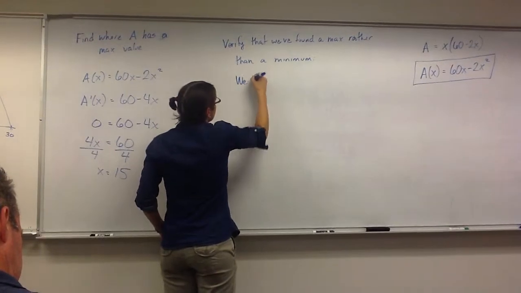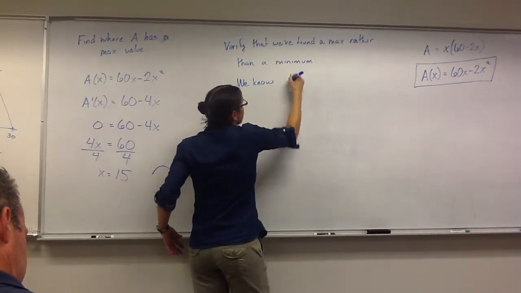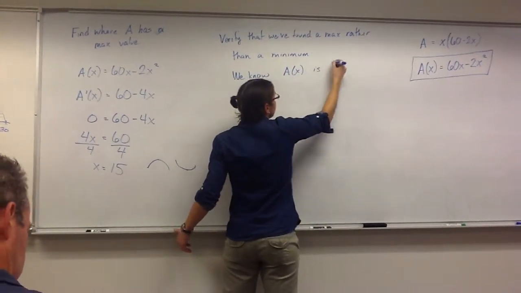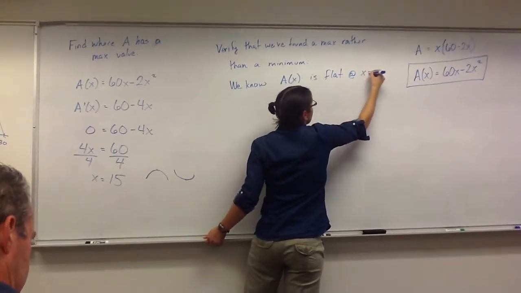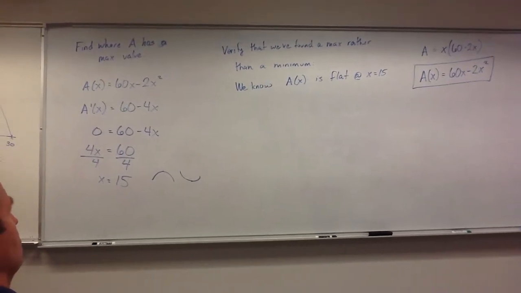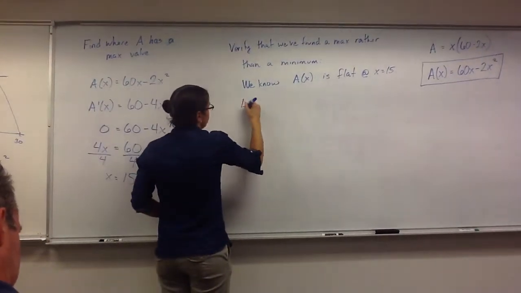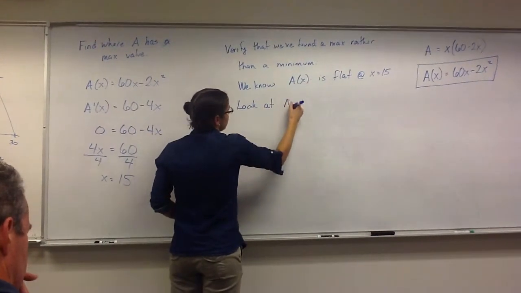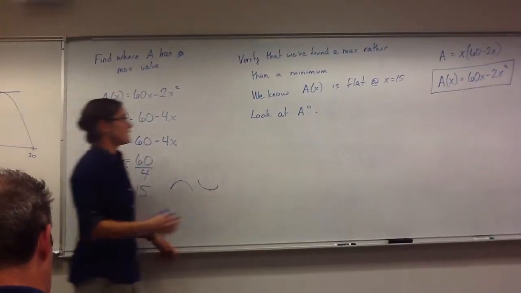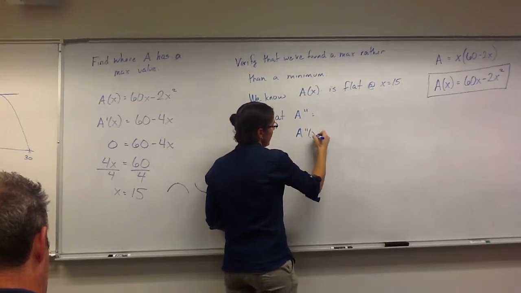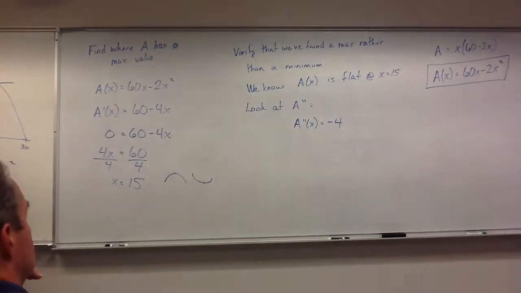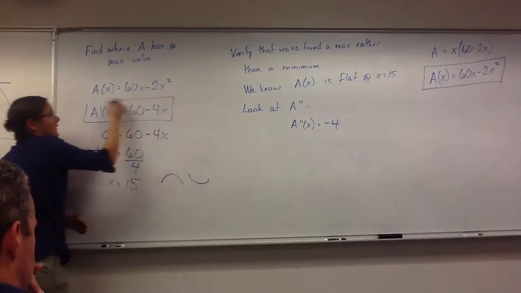So we know that A, the area function, A of x, is flat at x equals 15, because we took that derivative, set it equal to 0, and solved for x. Let's look at A double prime. Our original function A prime is equal to 60 minus 4x. So A double prime of x is equal to negative 4. Here's our A prime. When I take its derivative, I get negative 4.